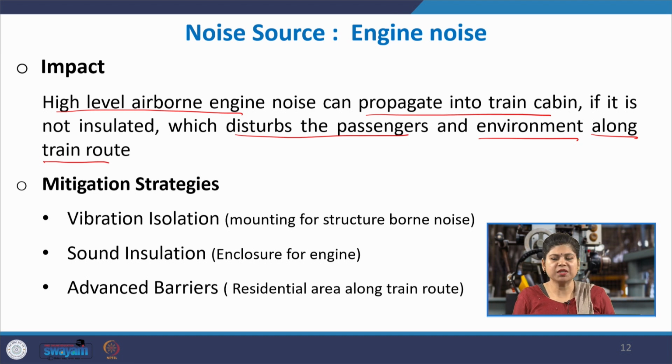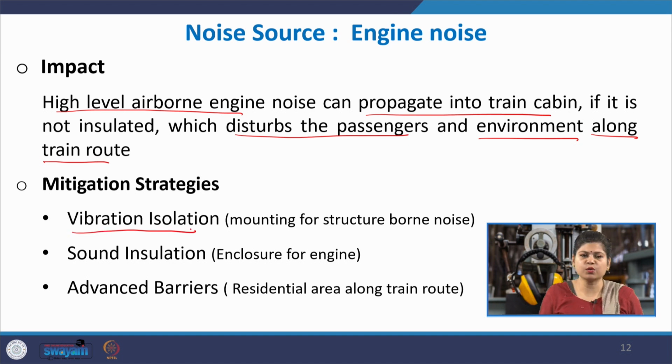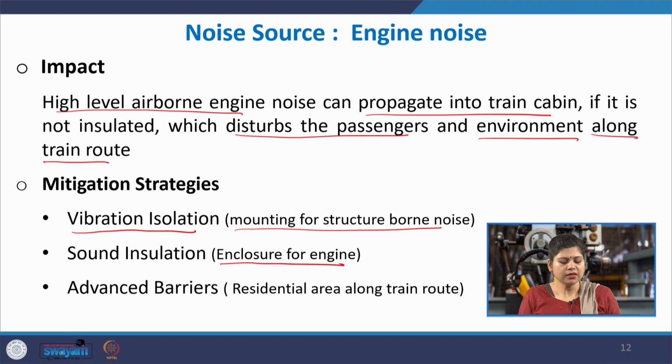So, what would be the mitigation strategies? Because we know that engine noise propagates both as structure-borne as well as airborne. So, for the structure-borne component of the engine noise, the typical vibration isolation strategies can be used. The mounting for the structure-borne noise can be used, and sound insulation can be done, or the engine can be enclosed. Then advanced barriers such as for the residential area along the train route.